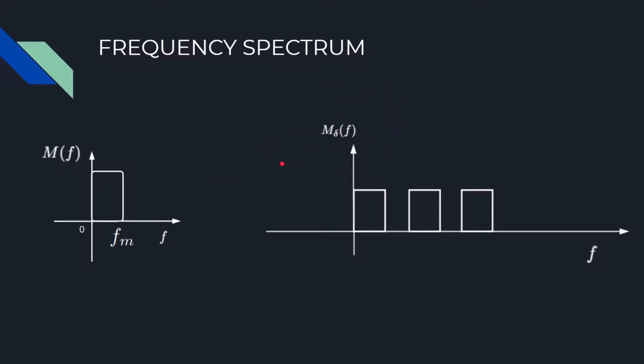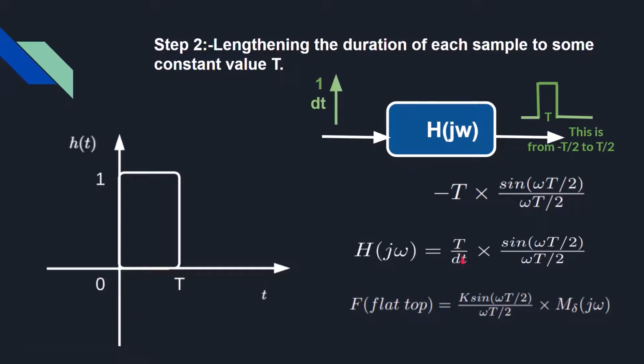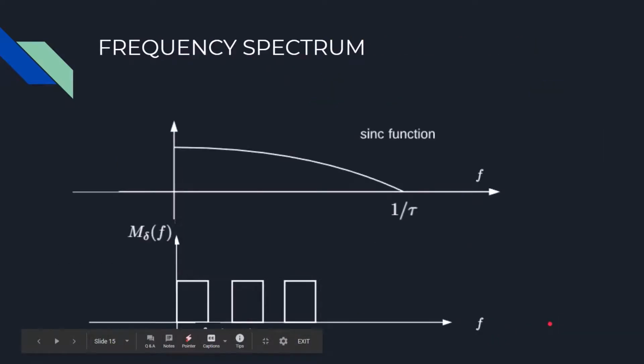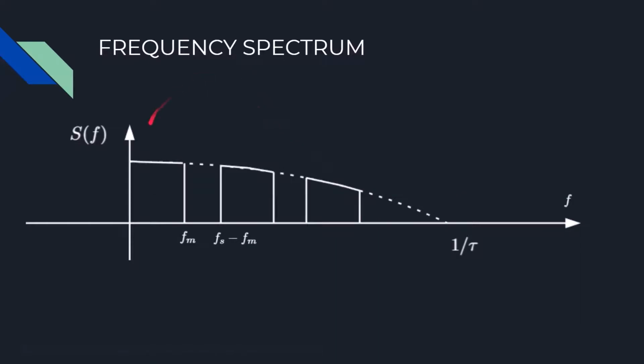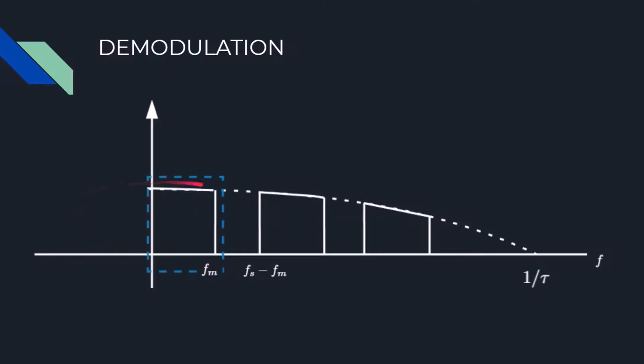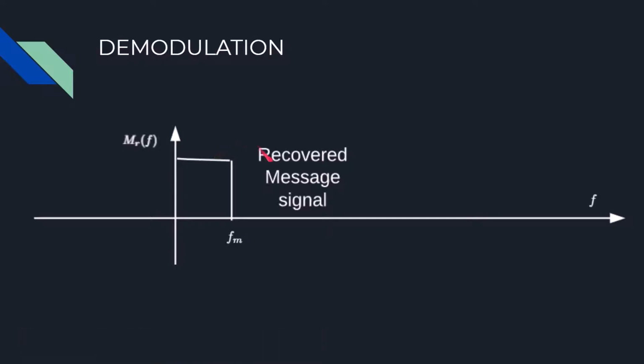Now, from the equation we know that our PAM signal in the frequency domain will be the multiplication of this sinc function and m delta(f). This is the sinc function and this is m delta(f). So our S(f) will be this. Now passing this through a low pass filter, we will get a recovered message signal MR(f). This is our recovered message signal MR(f).